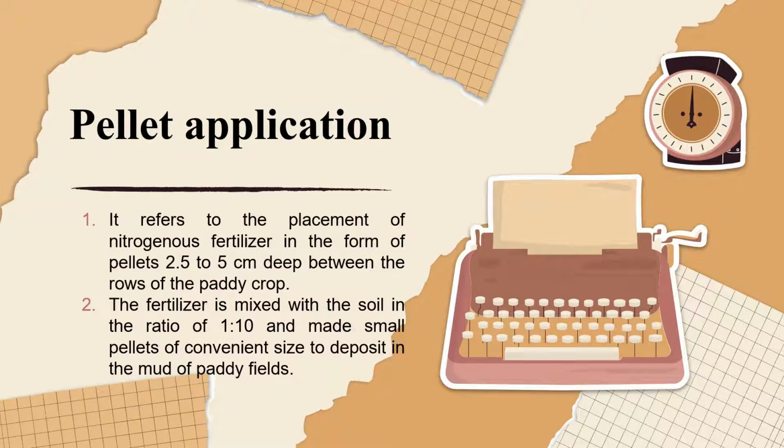The pellet application. It refers to the placement of nitrogenous fertilizer in the form of pellets 2.5 to 5 cm deep between the rows of the paddy crop. The fertilizer is mixed with the soil in the ratio of 1:10 and made into small pellets of convenient size to deposit in the mud of paddy fields.